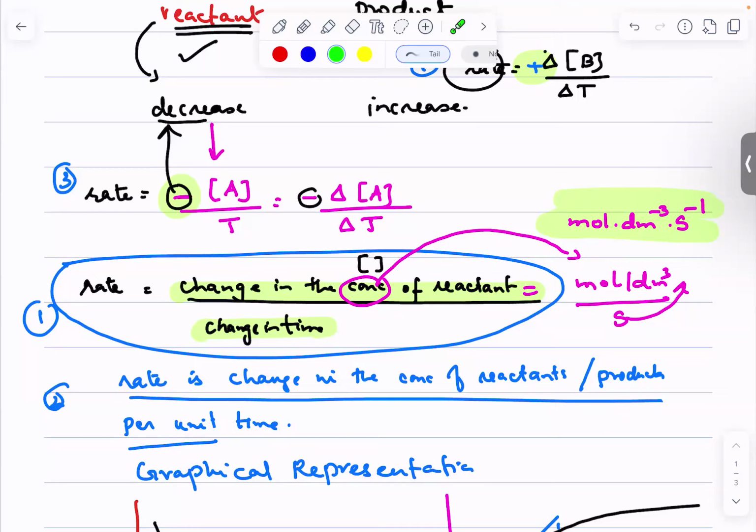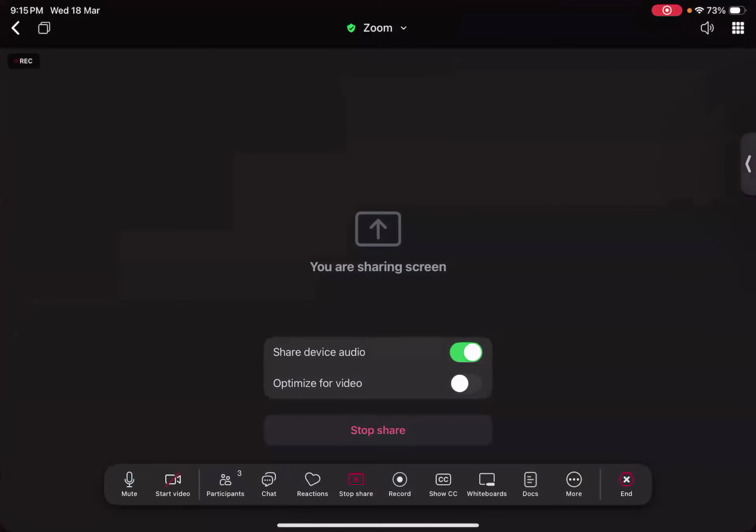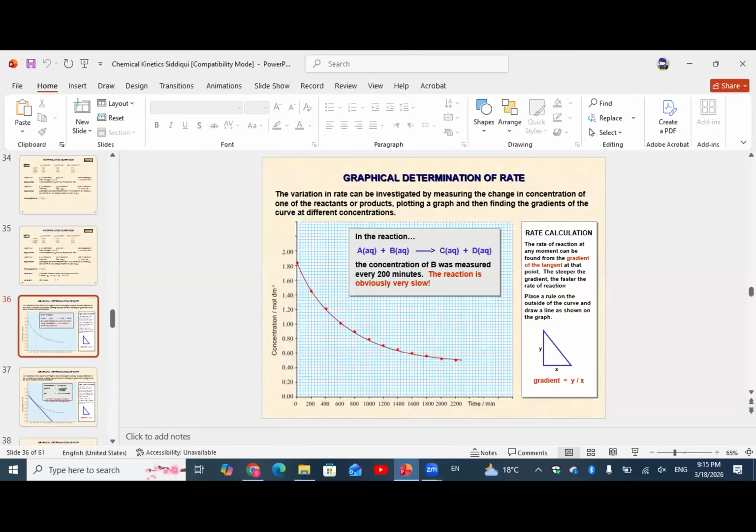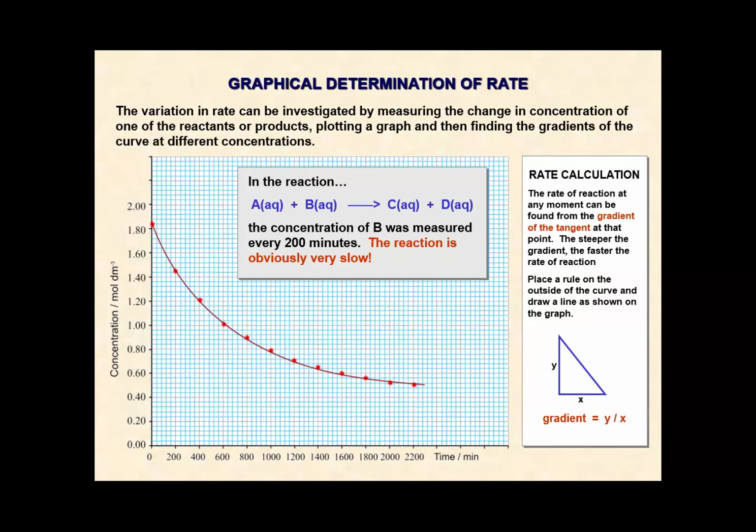All right. Now I am going to stop sharing from here, and I'll move to the laptop and I'll show you the, so here it is. Okay. Can you see this graphical determination of rate? I hope you can see the slide. All right. Yes. If you want it to be bigger, I can do this. I hope now you can easily see.